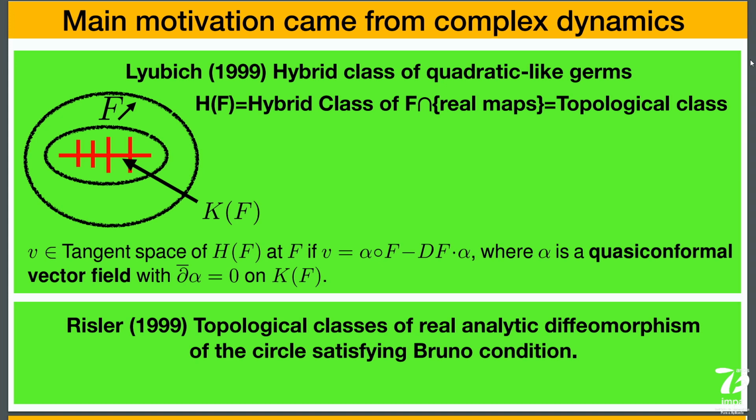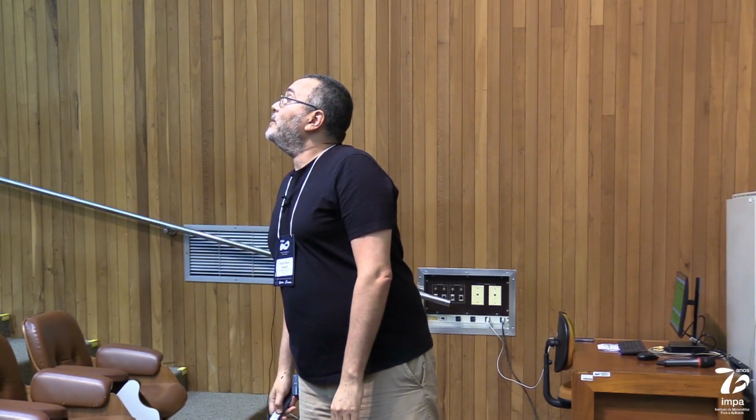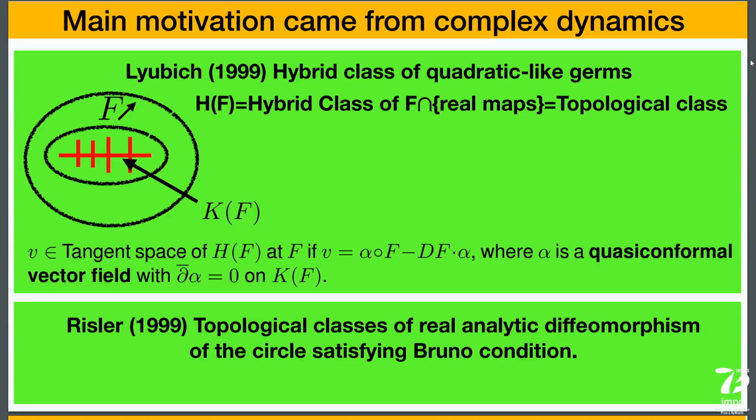And there are also other works. Mikhail and Polsk made reference to this work before. Rissler proved that the topological classes of real analytic diffeomorphisms of the circle satisfying the Bloom conditions are actually manifolds. Okay? Doesn't he require that these be close to a rotation? Sorry? In Rissler's work, doesn't he require that they be close to a rotation? Maybe you're right. It's a perturbative argument, right? Yeah, you're probably right. Sorry.